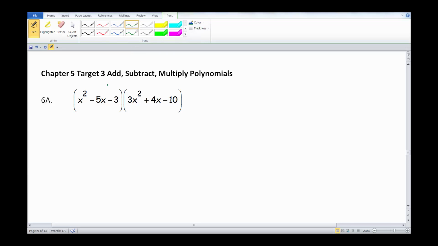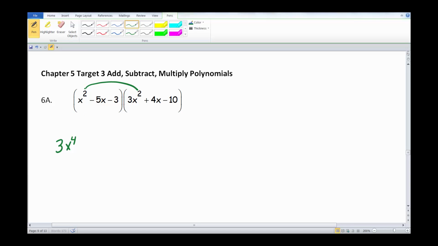Now, I'm hesitant to say the term FOIL just because FOIL is just a nice acronym that we use in math to describe distributing to help students remember. So in fact, this actually is technically called distribution. We're going to multiply our x squared times our x squared, 3x squared rather, and end up with 3x to the fourth.